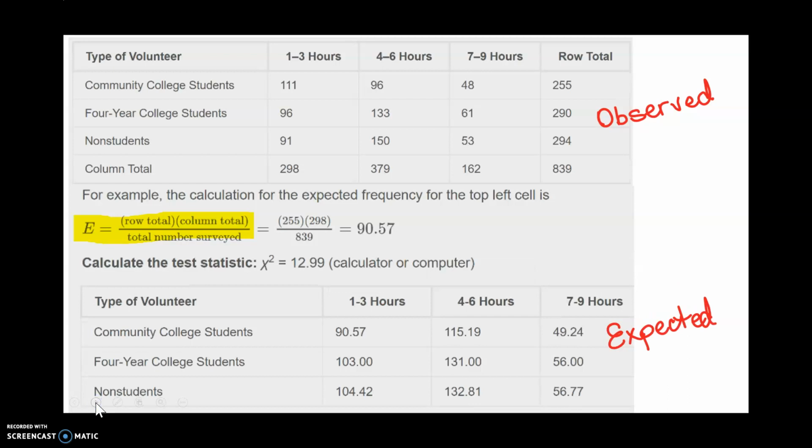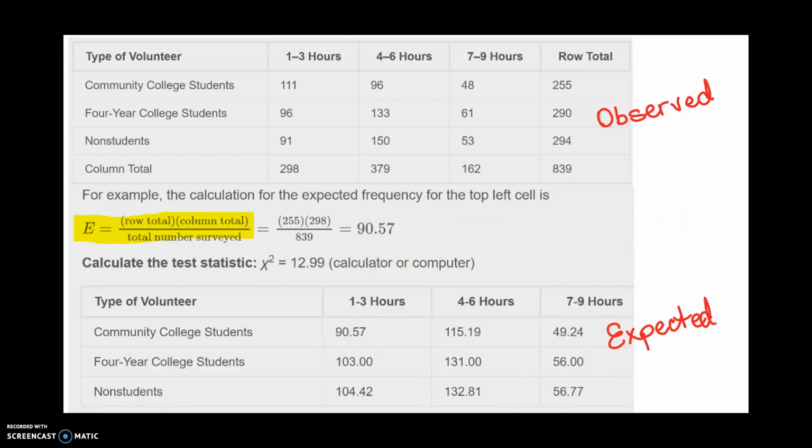Okay, so here are the values that you should have gotten. I filled in most of them for you, but like for this guy right here, for this 115.19, we took the row total 255 times the column total 379 and divided it by 839. For this guy right here, we took the row total 255 times the column total 162 and divided it by 839. And then again, these were already filled in for you, but like for this one, we took the row total, which was 294, times the column total, which was 298, and divided it by the overall total, which was 839. Okay, so this is how we got our expected table.